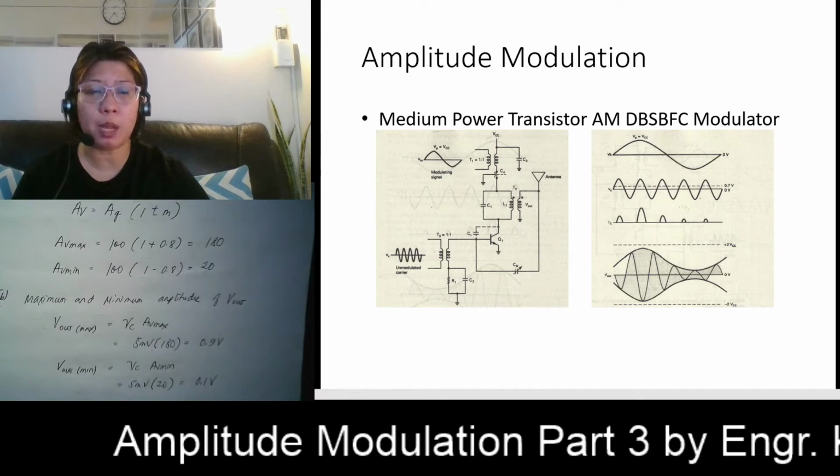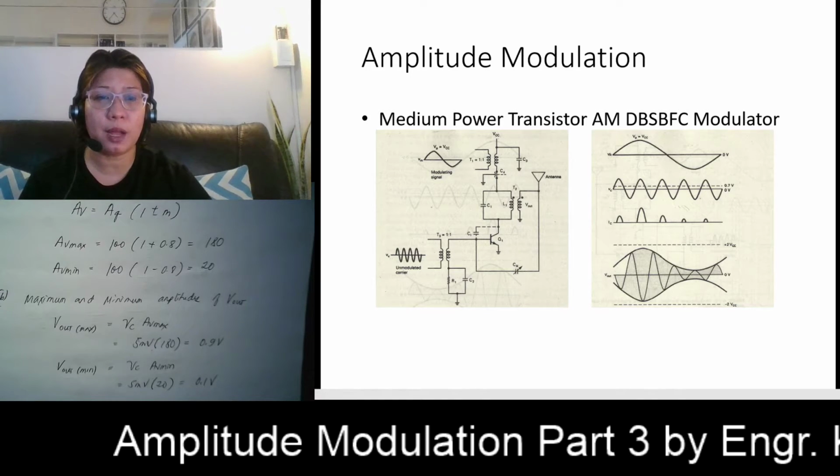So what do we mean by an average of 0 volts? This waveform has a maximum value of plus 2 VCC and a minimum value of negative 2 VCC, therefore having an average equivalent to 0 volts. Now, what is the operation of this circuit?